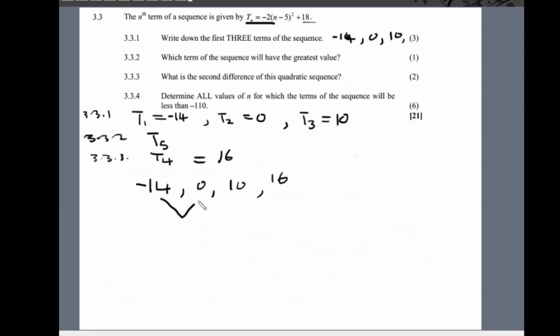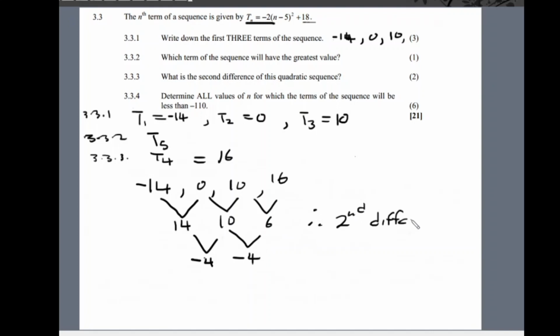And now we calculate the first difference, right? When you say 0 minus minus 14, you'll just get 14. When you say 10 minus 0, you'll get 10. When you say 16 minus 10, you'll get 6. And then now we'll calculate the second difference. Yeah? So the second difference, you'll say 10 minus 14, that is minus 4. And then 6 minus 10, that is minus 4. Therefore, the second difference is minus 4.